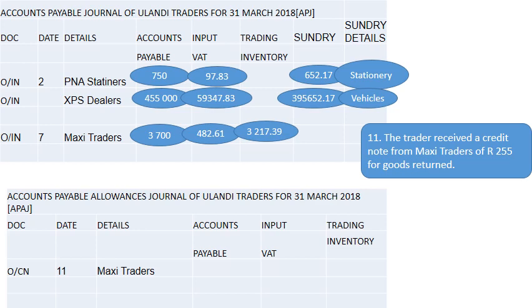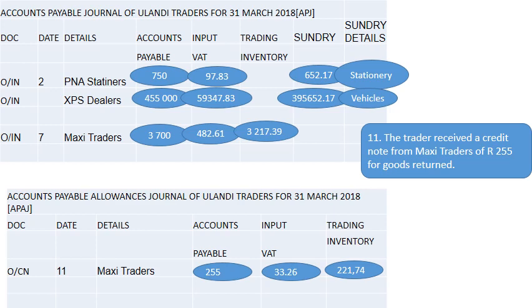The total amount, including VAT, of the return is 255. Calculate the input VAT on the inclusive amount and arrive at 32.26. Determine the inventory excluding VAT of 221 rand 74 cents.